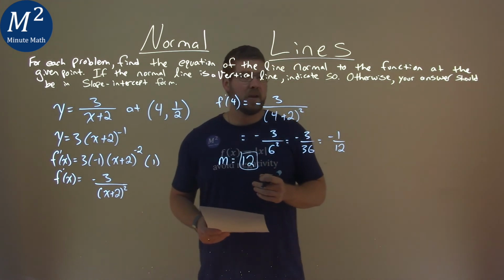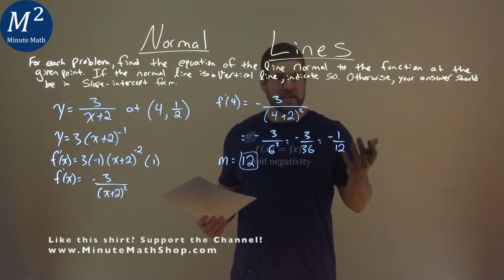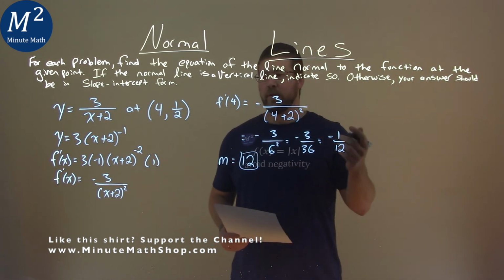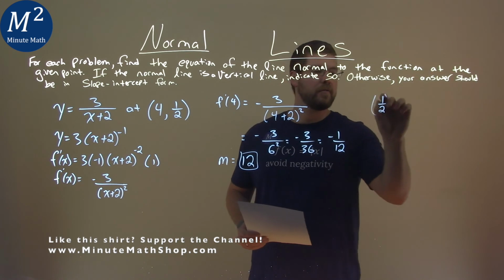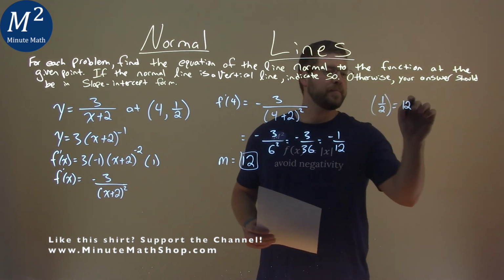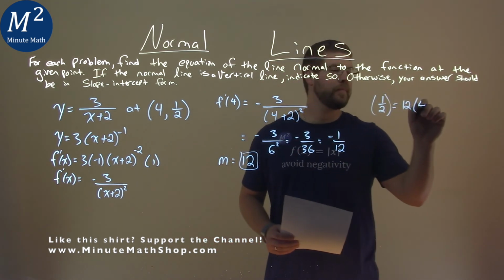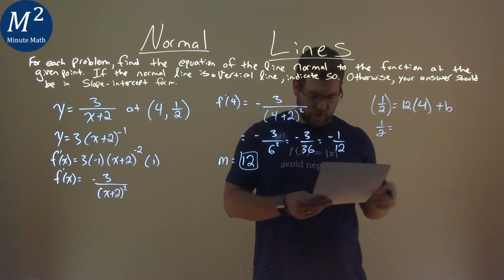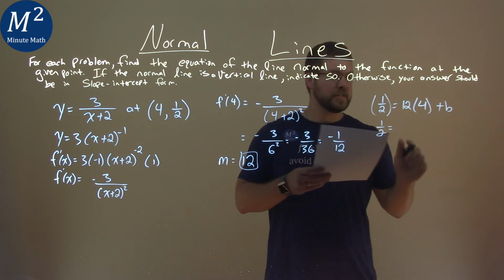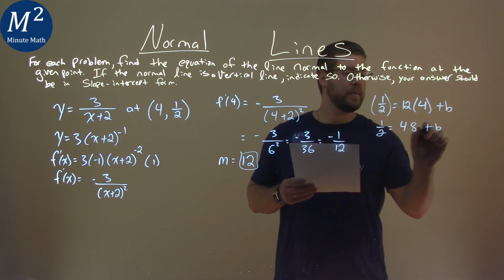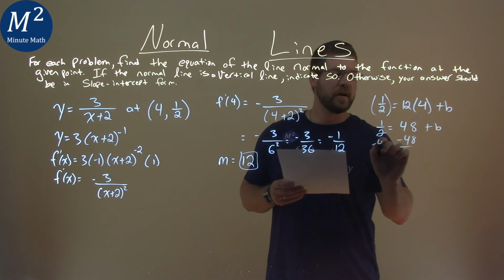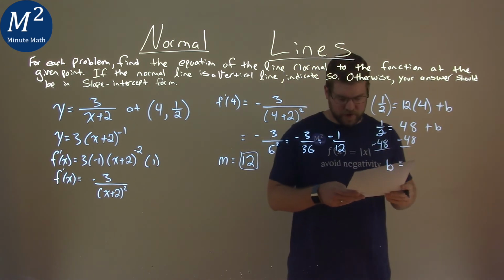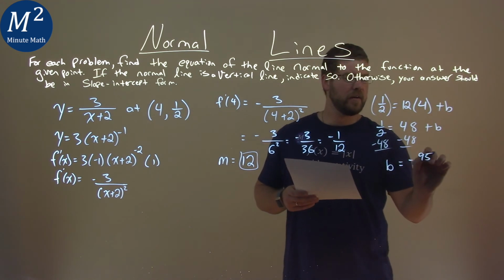With that being said, we need to use our algebra skills to find our b value, or y-intercept. So y = mx + b, our y value is 1/2, our slope is 12, times the x value, which is 4, plus b. 1/2 equals 12 times 4, which is 48, plus b. We subtract 48 from both sides, and I did the math for you. b is equal to 1/2 minus 48, which is negative 95 over 2.